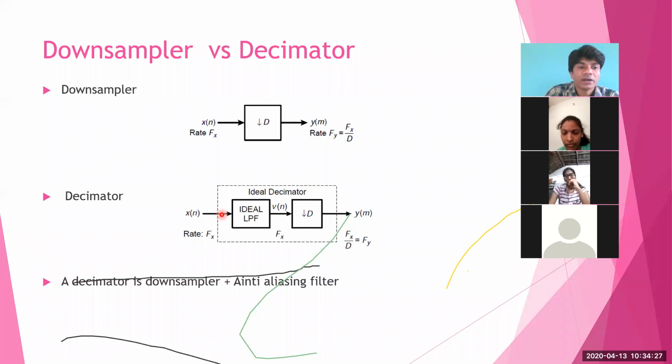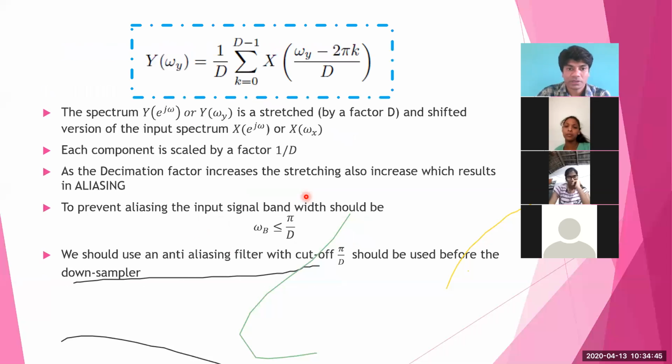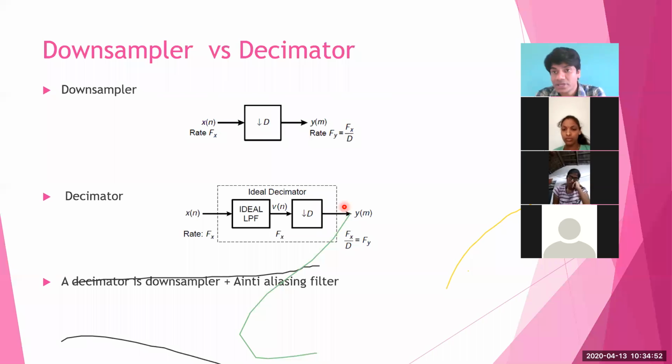Now, on the other hand, we have a decimator. It is quite similar to a downsampler, but with an added anti-aliasing filter or ideal low-pass filter. We will choose this ideal low-pass filter such that these are the conditions for choosing the anti-aliasing filter. So we have to choose an anti-aliasing filter such that its cutoff frequency is Fx by 2D, which I'll be talking about when we talk more about the aliasing effect.